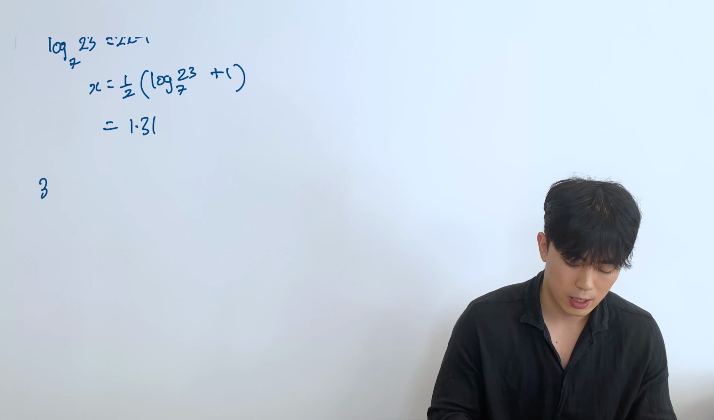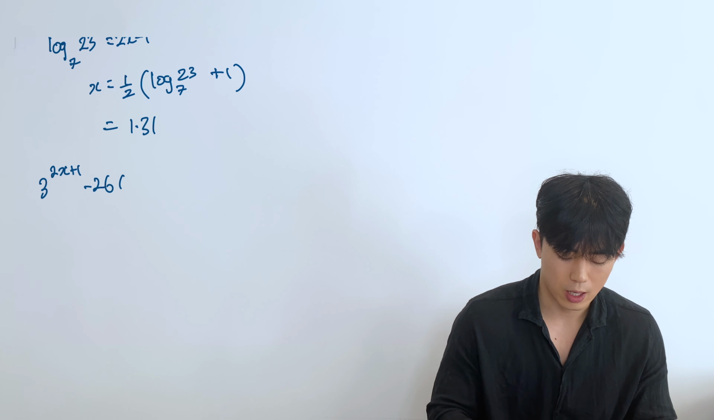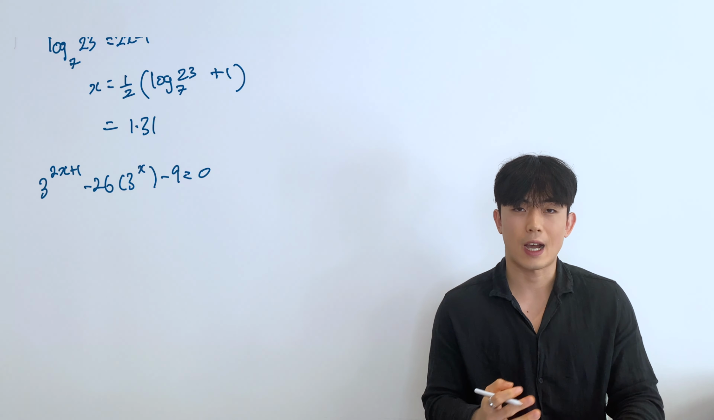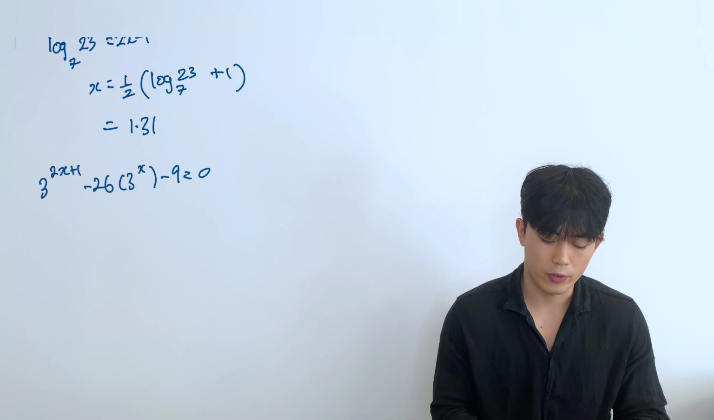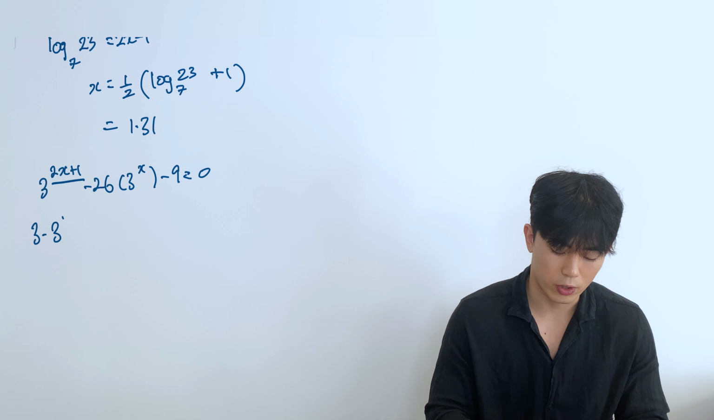Maybe let's try one more. So let's say 3 to the power of 2x plus 1 minus 26 times 3 to the power of x minus 9 is equal to 0. So this looks slightly different, right? But first things first, if you have 2x plus 1, I can change it using the index rule and rewrite that as 3 times 3 to the 2x minus 26 times 3 to the x minus 9 is 0.